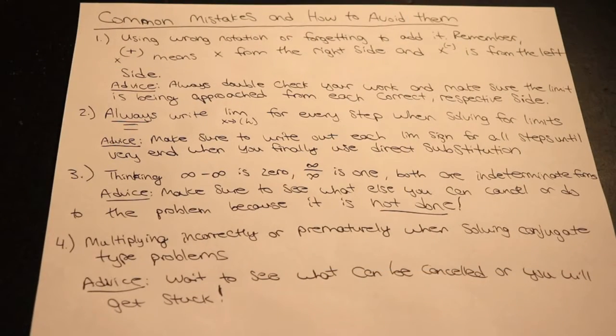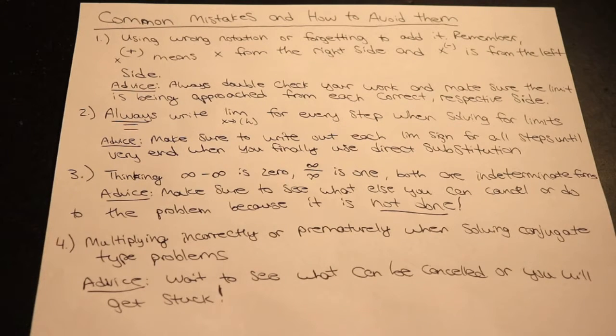Here are some common mistakes and how to avoid them. Number 1, using wrong notation or forgetting to add it. Remember, the small positive sign means x from the right side, and the small negative sign means x from the left side. Some advice is to always double check your work and make sure that the limit is being approached from each correct and respective side.